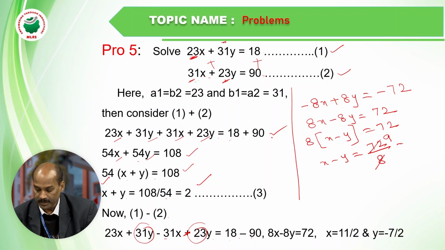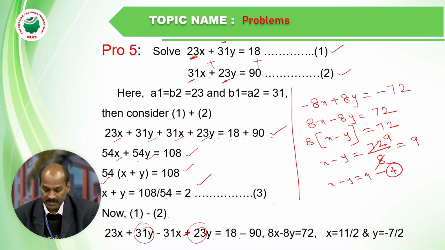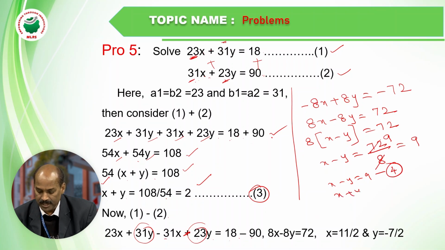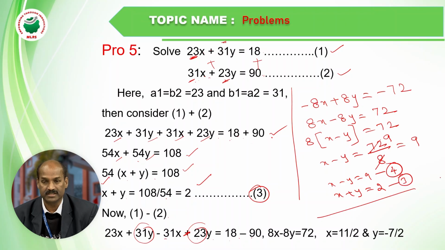So this is 9. So here x minus y equals 9. Now you call it equation 4. This is equation 3. Now what is equation 3? You take x plus y equals 2, you call this the third equation, and solve these two equations, equation 3 and equation 4.